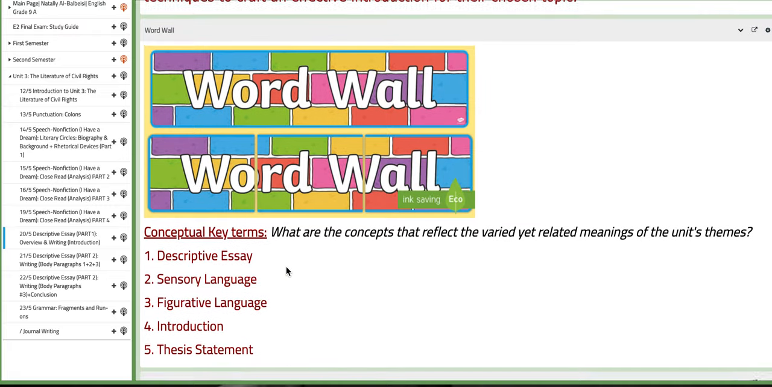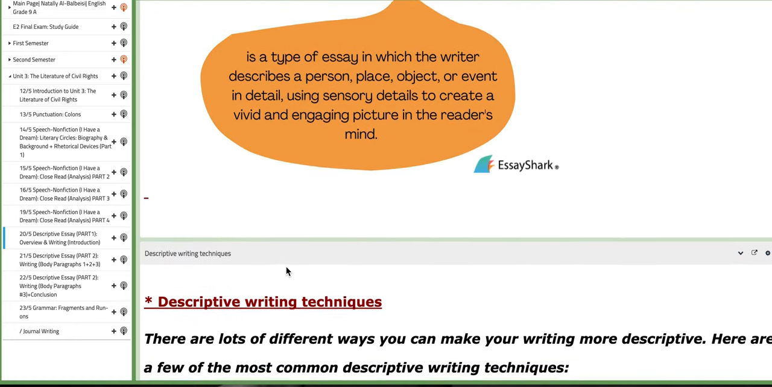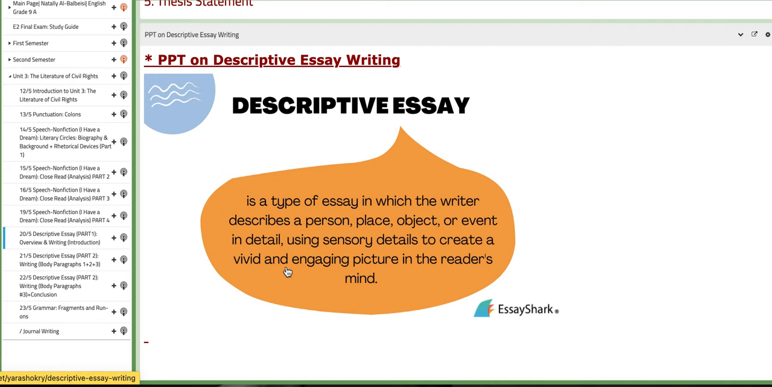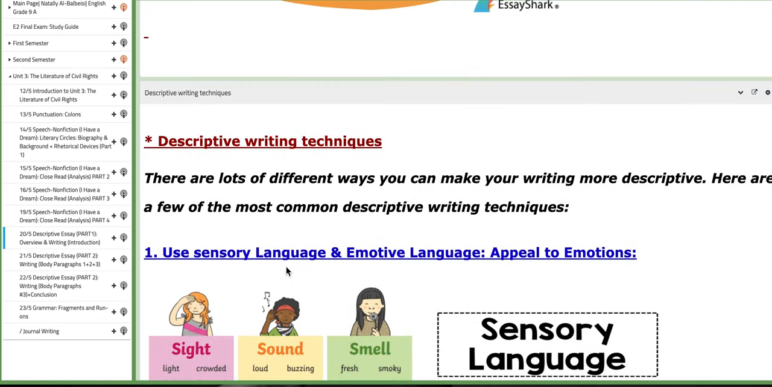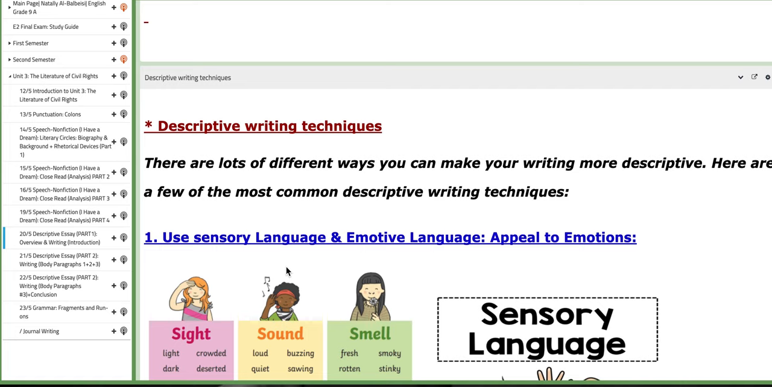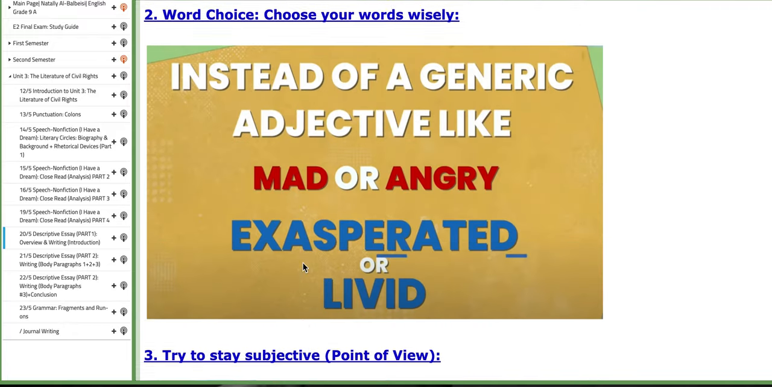Now, of course, if we want to talk about the essential key terms, we have descriptive essay, sensory language, figurative language, introduction, and thesis statement. On this page, you have the PPT on descriptive essay writing. It includes everything that we are going to discuss in reference to the overview. In this block, you have techniques on descriptive writing, such as sensory language and emotive language, appeal to emotions.